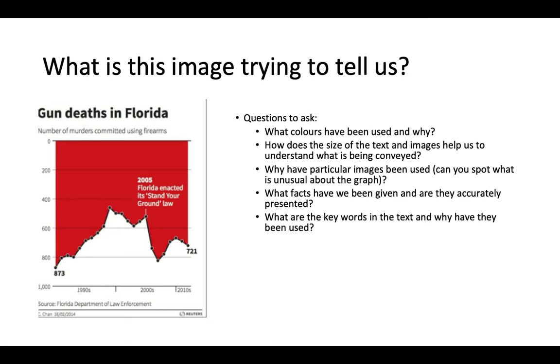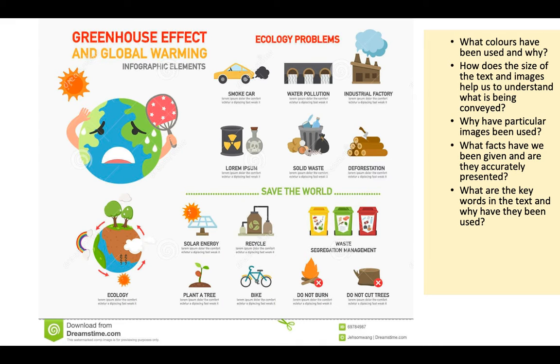So this chart is to show what's happened to the number of gun deaths in Florida since that law has been enacted. Okay, so you can answer those questions there for this one, or you can choose the next one, which is about the effect of the greenhouse effect on global warming. All right. So this has got a nice structural element to it, like I was talking about before. Again, there are lots of questions there on the side that I'd like you to answer to make sure you understand this one. And then finally, I love the use of images on that one there. I think that's really good.